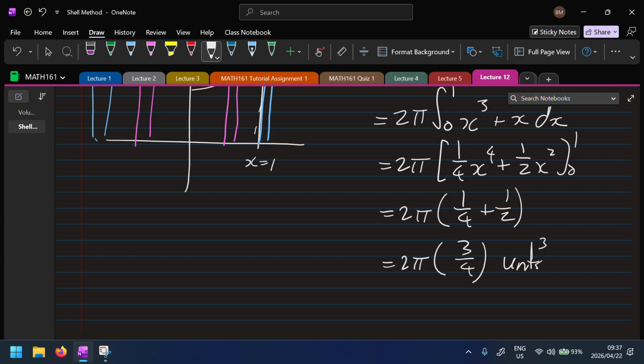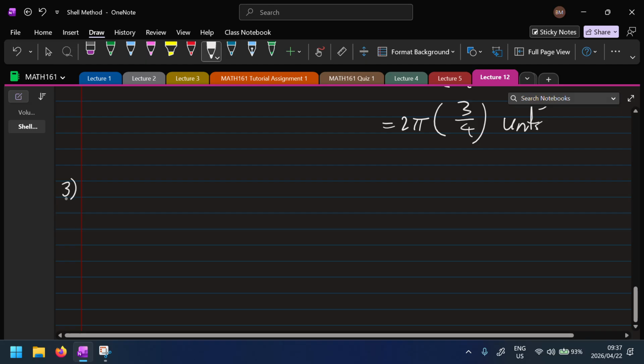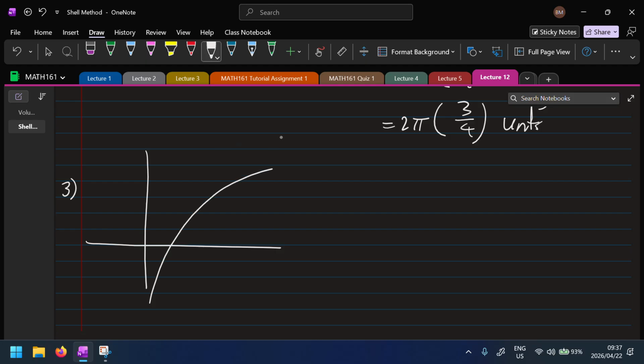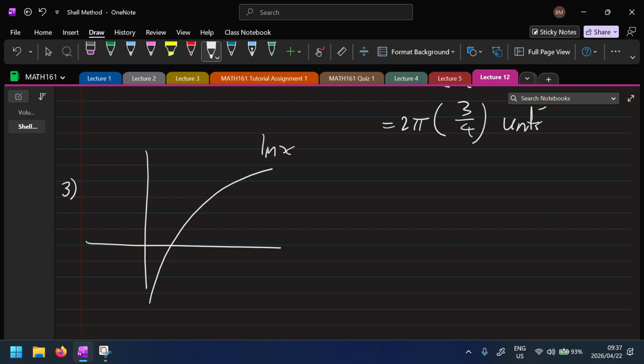Okay. Number 3. We've got the following setup again. So we have the curve, natural log of x. Okay, so that's our curve there. And we want this between x equals 2 and x equals 4. Okay, so that's going to be this portion over here. And we want to rotate this around the y-axis.